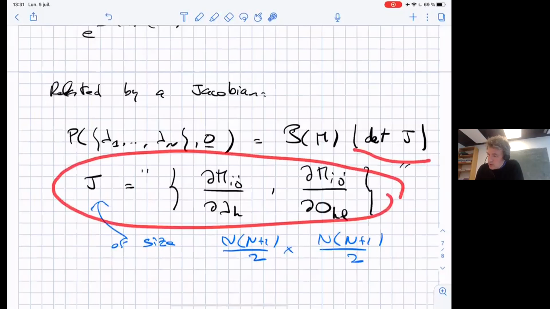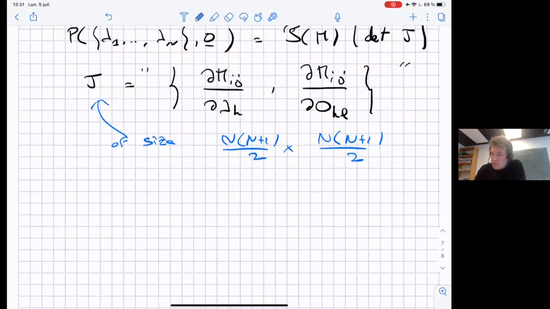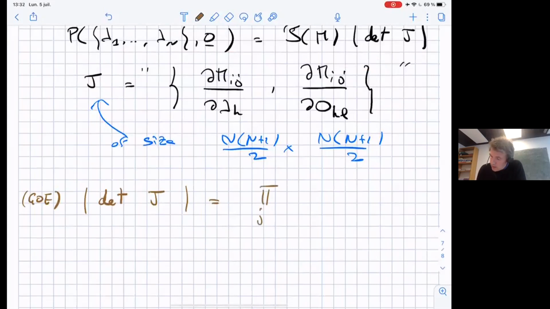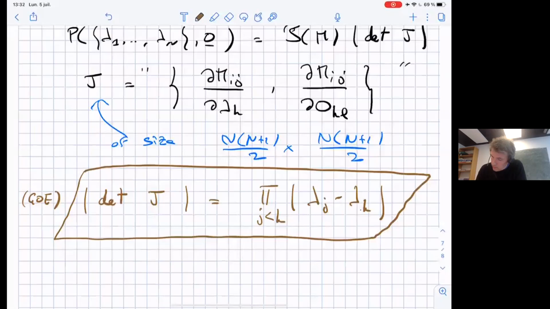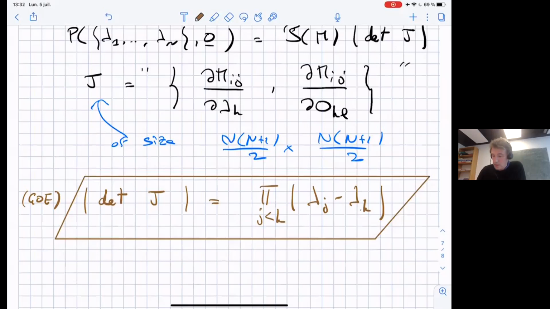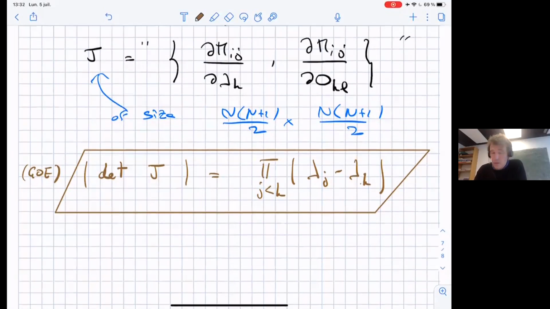the computation of this determinant, but simply give you the result because it will be extremely useful in the following. Quite remarkably, it turns out that the determinant of J, so this is for GOE, written this way, has a very simple structure. And this is just what I'm writing here. So this is this beautiful result. It is remarkably simple, and it is also independent of O. The matrix elements O_kl do not enter into this.